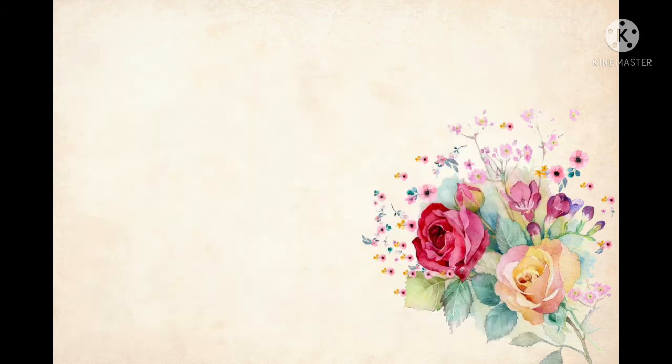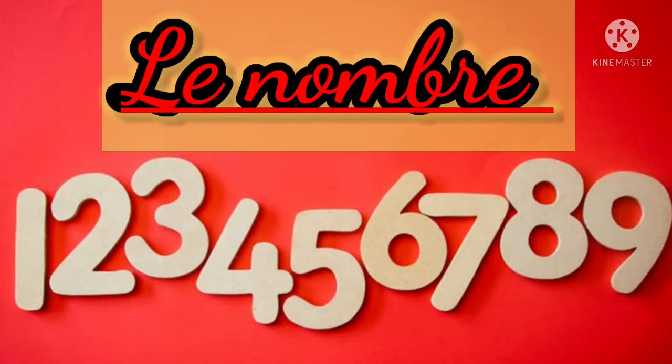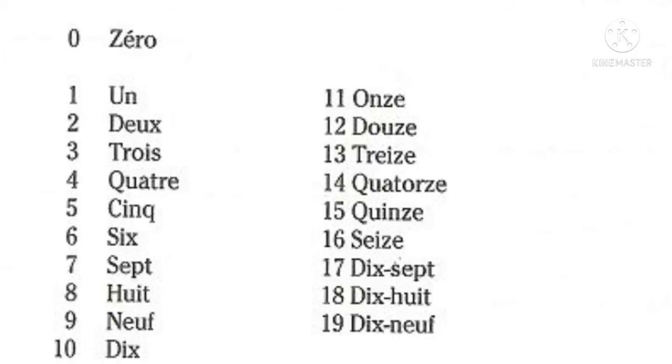Now we will study numbers, le nombre, from 1 to 100. So first of all we have 0. 1 is un, 2 is deux, 3 is trois. So 4 is quatre, 5 is cinq, 6 is six, 7 is sept, 8 is huit.